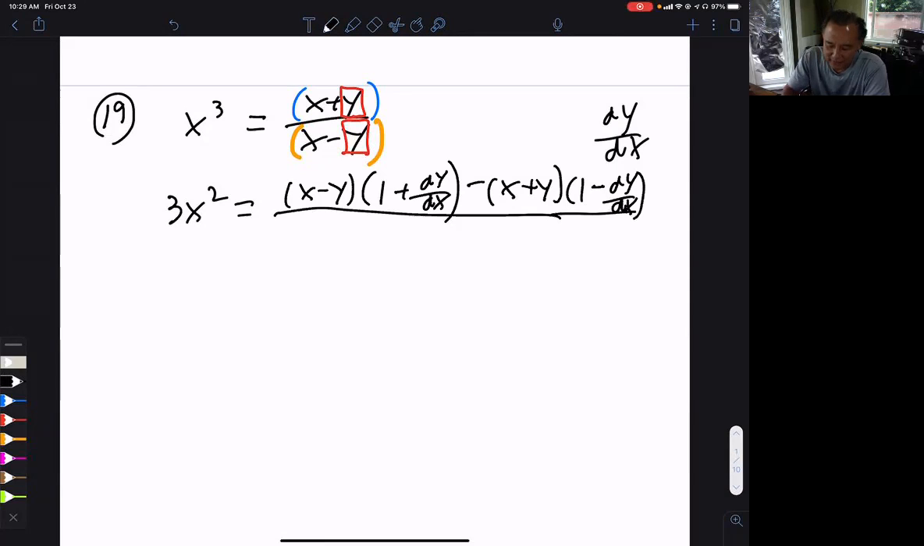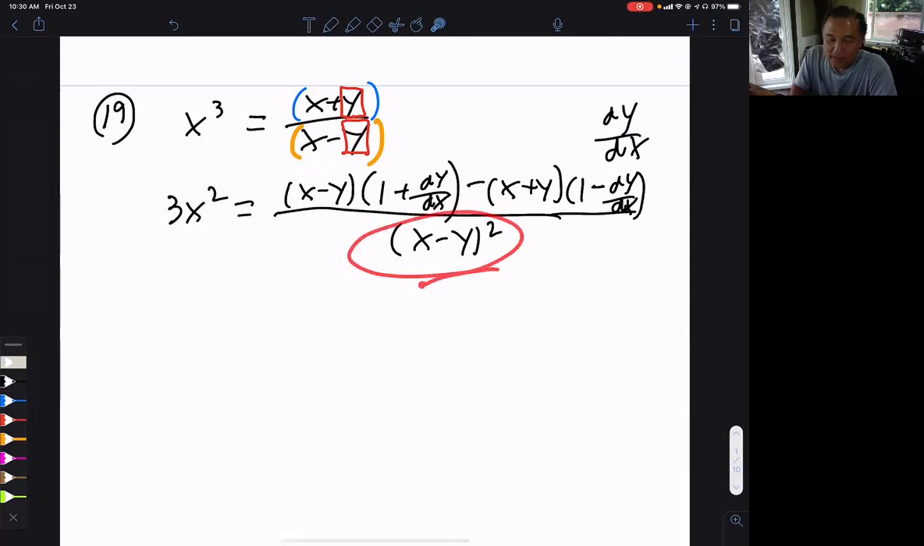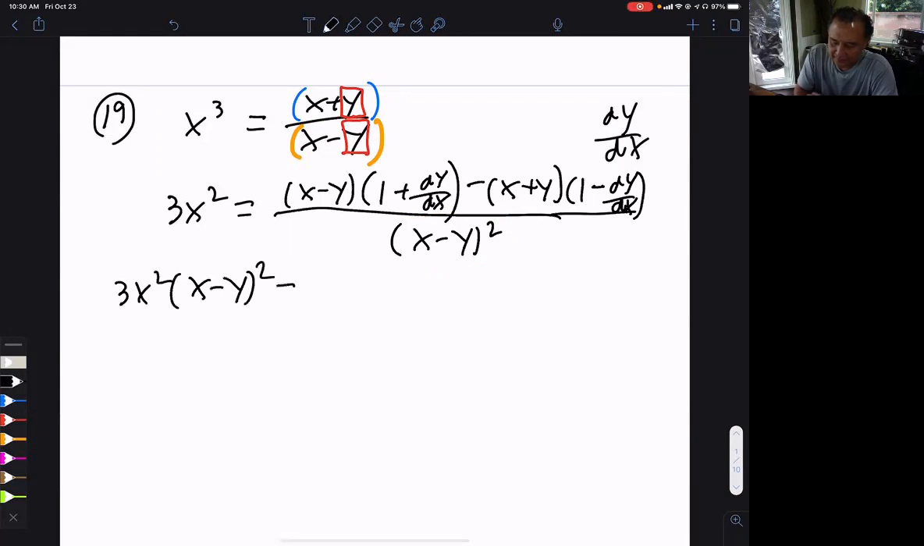Uh-oh, I see a lot of algebra happening. Low squared. Whoo! A lot of algebra. Here we go. I don't like that down there. I'm going to multiply both sides by x minus y squared. If I do that, it appears on the left side.